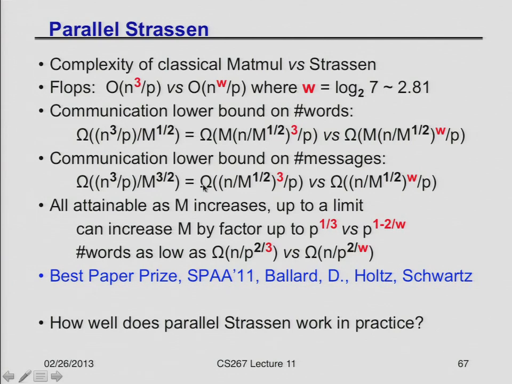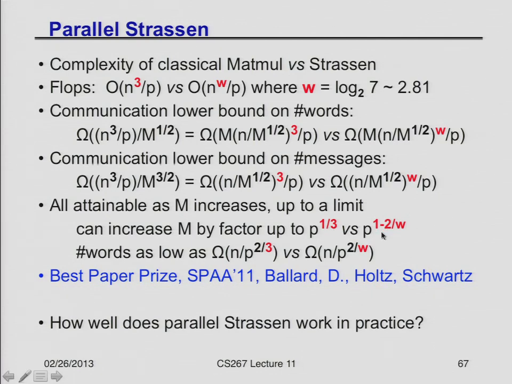The number of messages also decreases. The 3 changes into a 2.81. And it's all attainable. Again, by using replication of the data in a clever way, you can use all the memory you have available, up to a limit, and hit these lower bounds. How much memory can you use? Well, in the n-cubed algorithm, I said you hit this lower bound when you had p to the 1/3 copies of the data, and that was when the message lower bound hit 1.